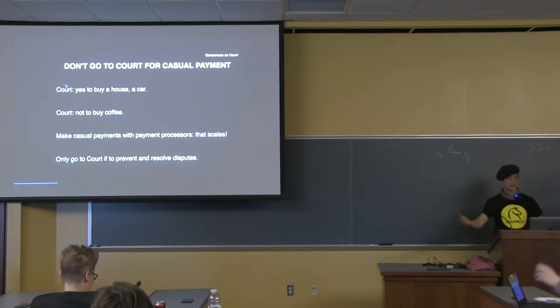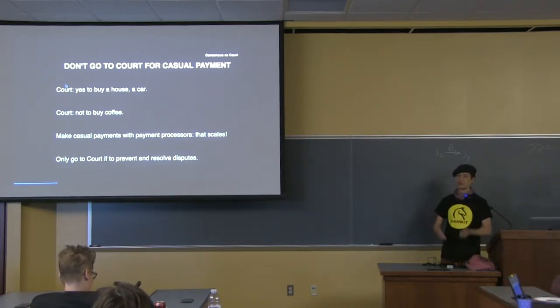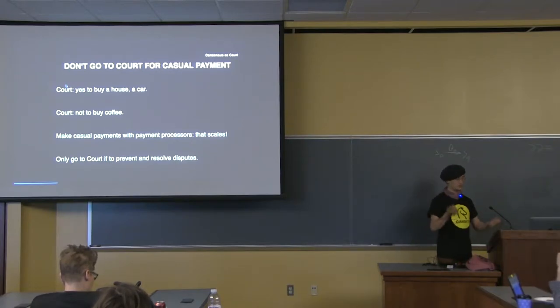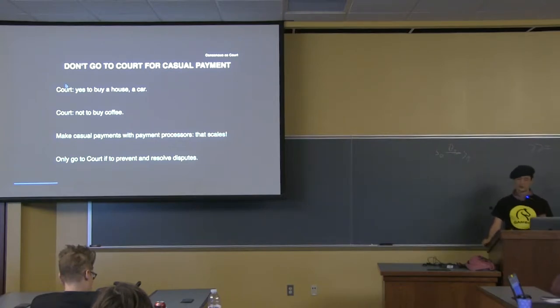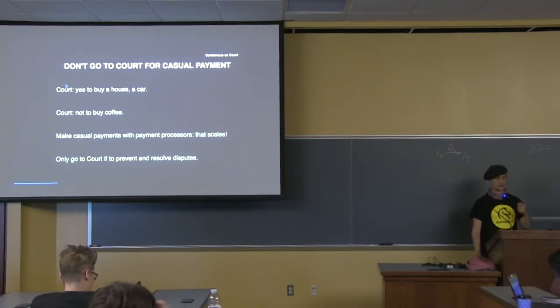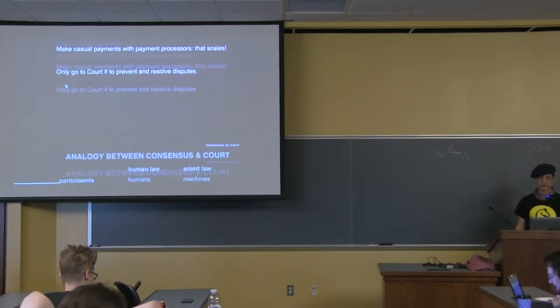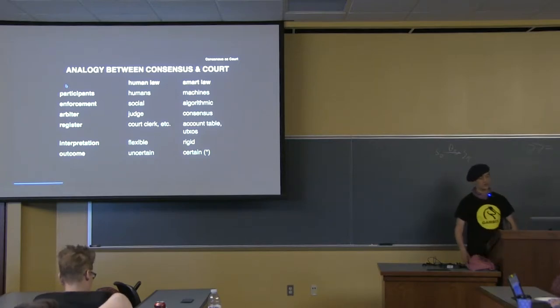You do, once again, casual payment with payment processors because it scales. They are centralized actors that can authorize things in a few seconds, even though in the back end it still takes weeks. So we could do that with payment cards for Ethereum, say, and it could just work. And you would only go to court to prevent and resolve disputes. There's an analogy between consensus and court. So in one case, you have participants who are humans or machines. The enforcement can be social or algorithmic.